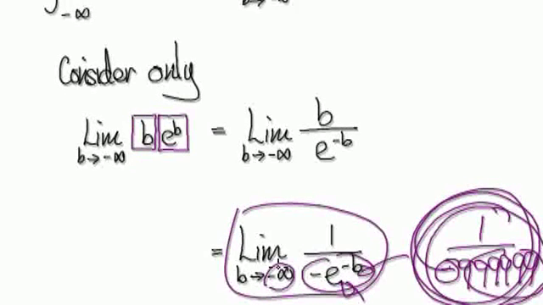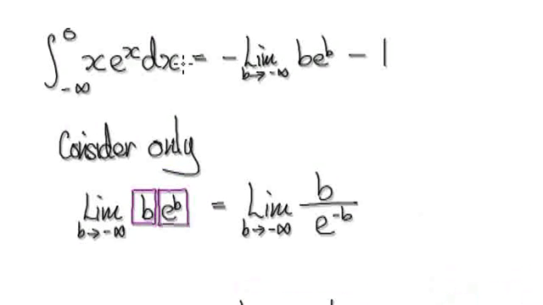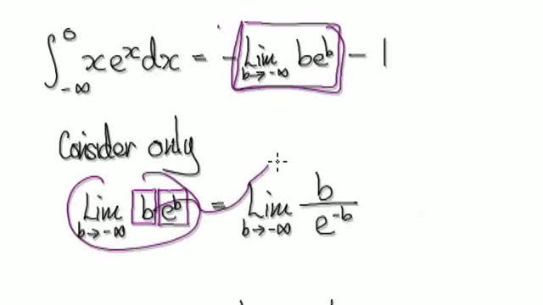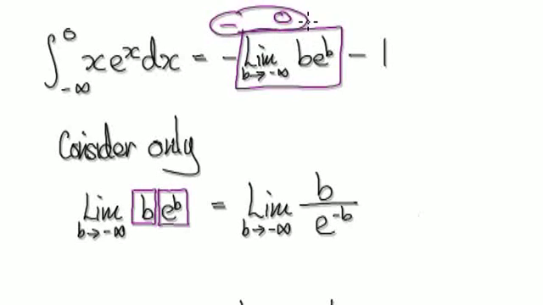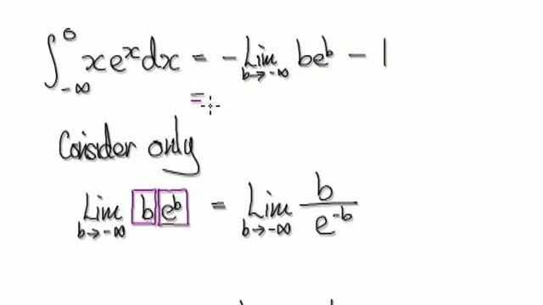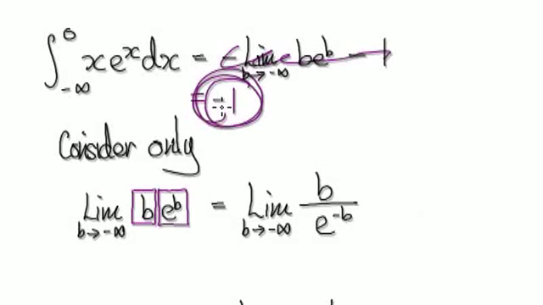So going back to here, remember we were here earlier. We just said we wanted to concentrate on this bit here. Well, we've just worked out that this bit here is 0. So you've got negative 0. Well, negative 0 is 0. 0 take away 1 will be negative 1. So your overall answer is negative 1. So this is your final answer, negative 1.